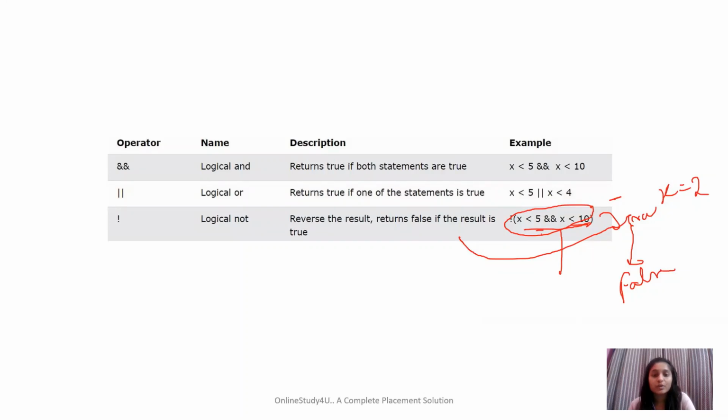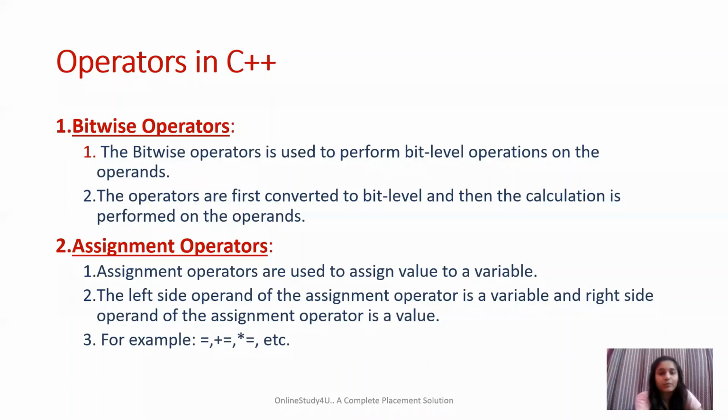So this was all about logical operators. Let's see some other operators that we have in C++. Coming on to bitwise operators, they are used to perform bit level operations. In this, the operation is performed at bit level and the calculation is done at bit level. We are not going into depth of bitwise operators right now, as it's a very huge topic.